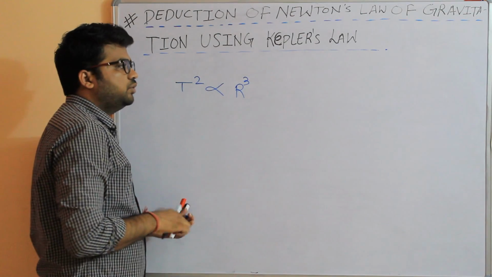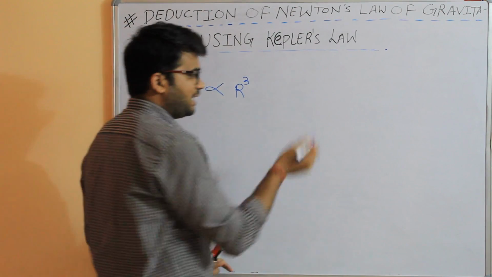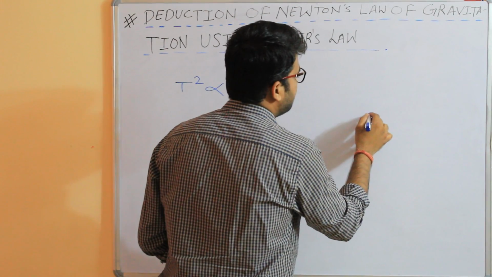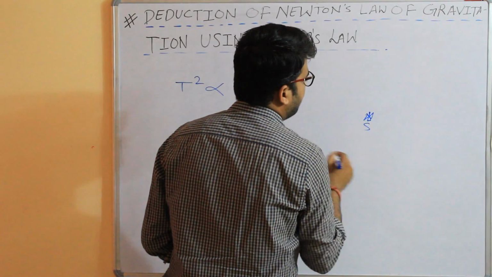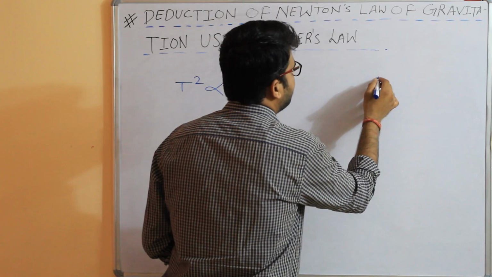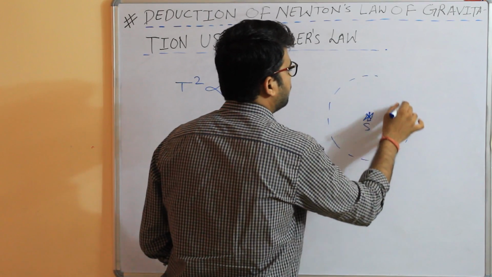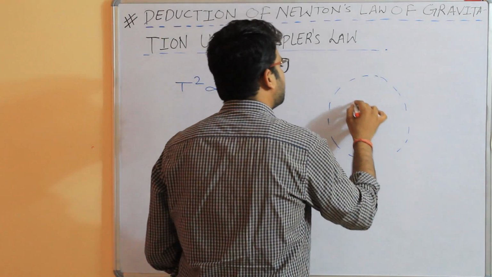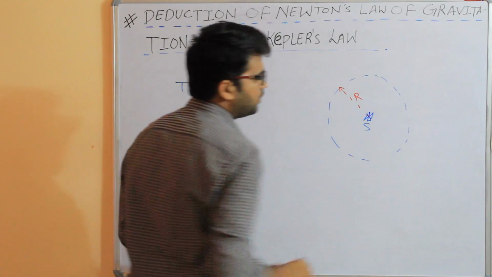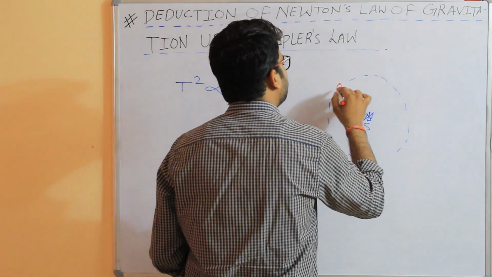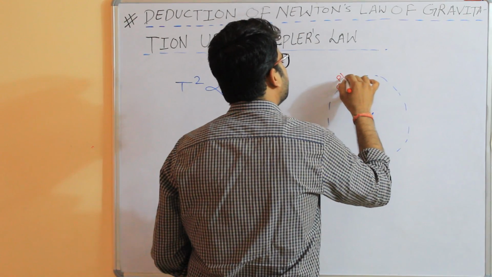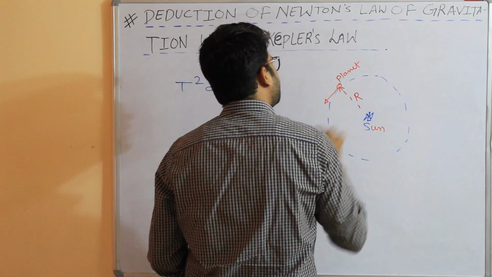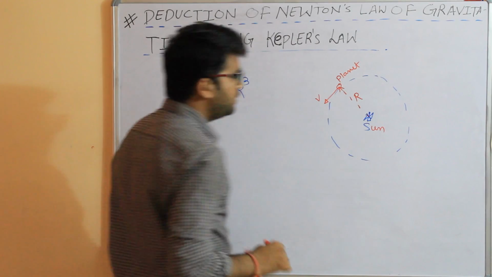Now Newton took his own orbit, supposed to be a circular orbit, right? Let us suppose we have a sun. This one is the sun, and around the sun a planet is revolving in this circular orbit of radius, supposed to be capital R. This is the planet, and this one is the sun. So the planet is moving in this orbit with velocity, supposed to be v.